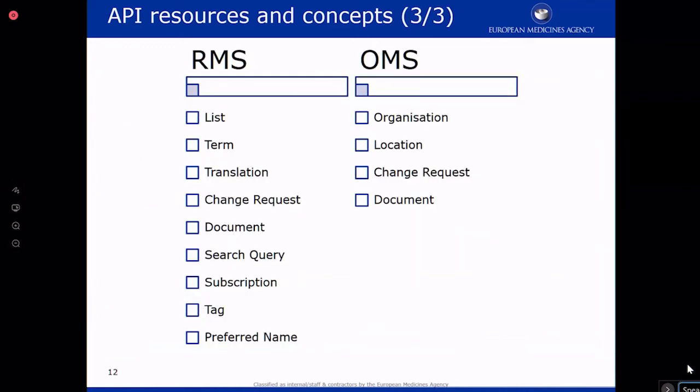In terms of the main concepts in RMS and OMS, I suppose you are familiar by now, or if not, you will be very familiar soon. In RMS, we have the lists and terms. Terms can be translated. We have change requests, documents, and then you can have further concepts such as suspension, tag, and search query. OMS has a little bit fewer concepts, and the main ones in OMS are organization, location, change request, and documents, which are usually attached to the change request.